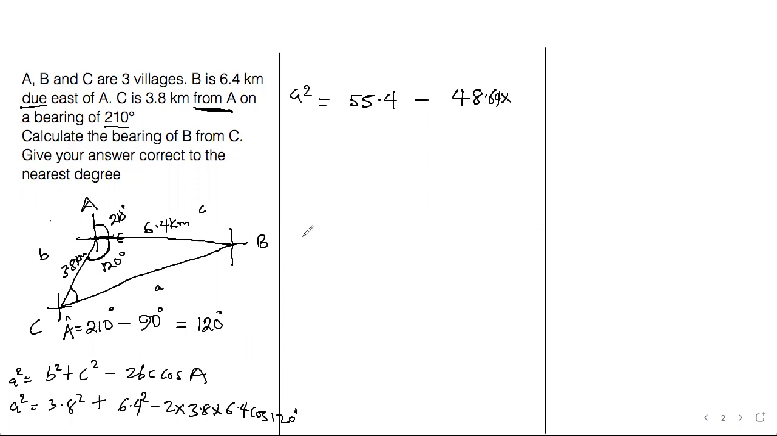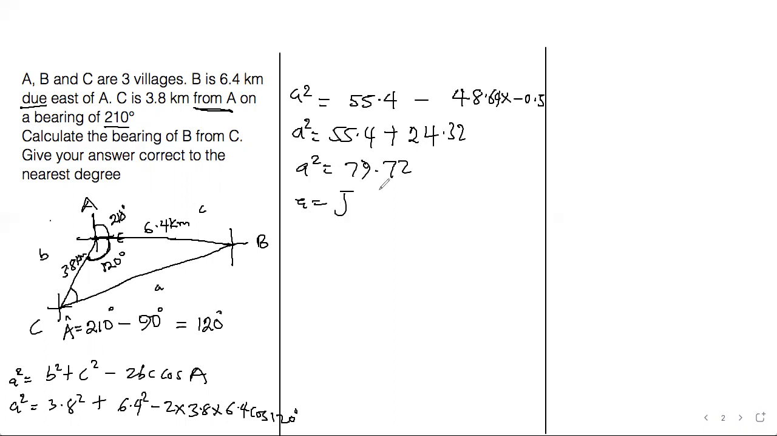So cos 60 should be minus 0.5. So multiply by 48.64. So a squared will be 55.4 plus 24.32. So 79.72. So a squared will be 79.72.